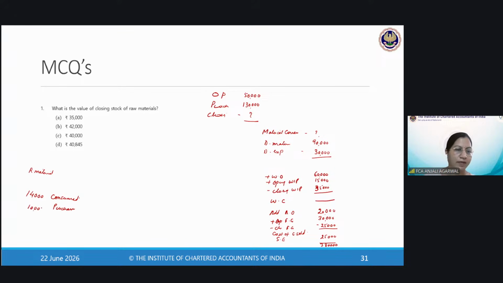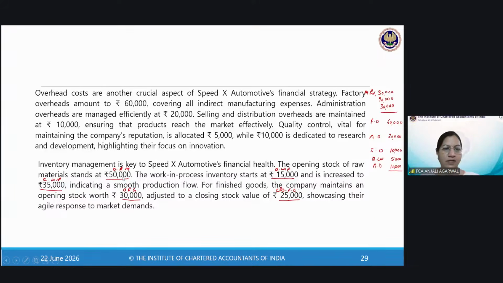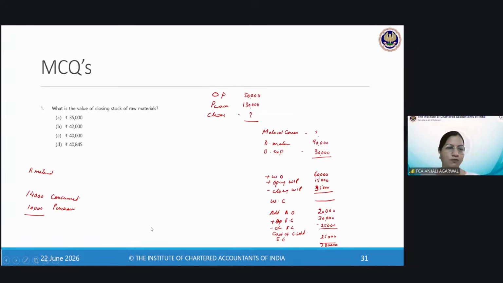So here we'll have to make an assumption. That means the opening stock was valued at 10 rupee per unit at the beginning of the period. So if at the beginning of the period the raw material is valued at 10 rupee per unit and we are following FIFO system, that means the last purchase was also 10 rupee. So whatever our opening stock is, 50,000, it is valued at 10 rupee. That means 50,000 divided by 10, our opening stock was 5,000 units.